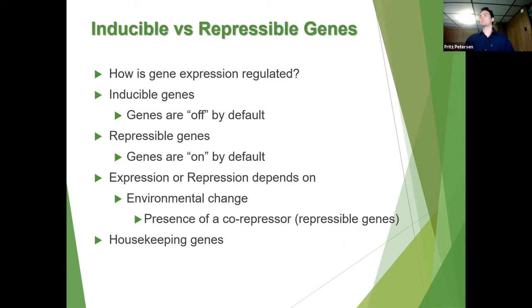And then I thought I'd mention that housekeeping genes are genes that are constantly expressed under normal growth conditions. These genes have promoters and other regulatory DNA sequences that ensure constant expression. So they're always being expressed.